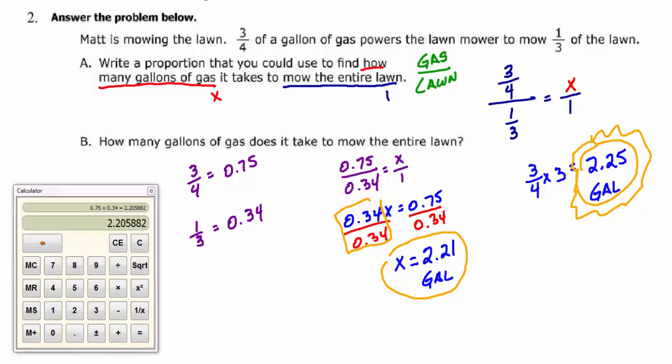All right, so you have all the stuff you need. Just a quick review. Here is the answer to part A. Write a proportion that you could use. There's the answer to part A. And then part B is solving that. So you're all prepared now. Review this, and then let me know when you're ready to take the 11-1 intervention test.